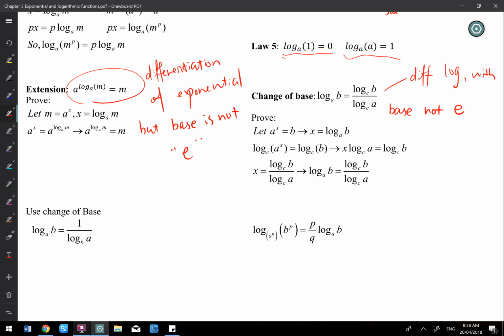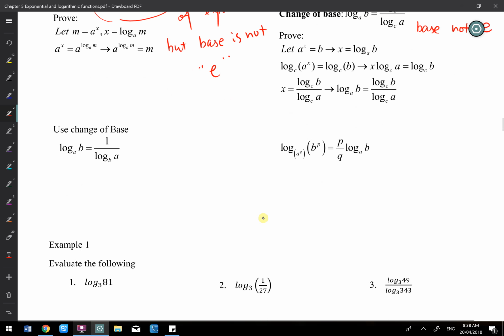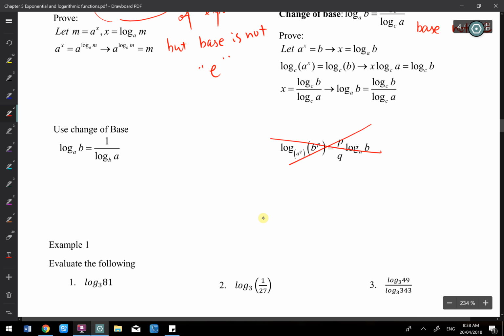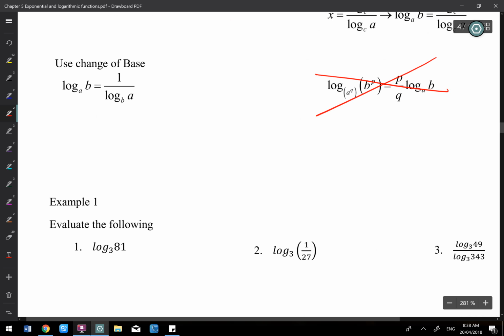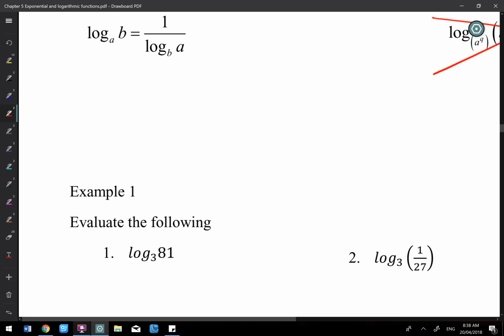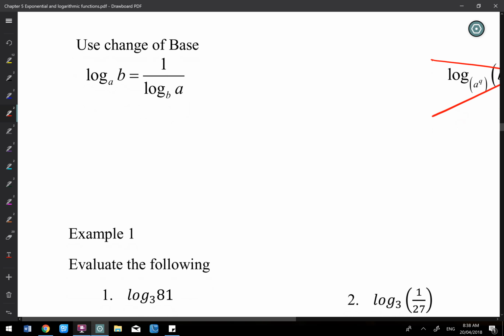So change of bases, we can change to any base, and then we put the base at the bottom. So log c b over log c a. All right, and forget about that one. We don't really need that one. I don't want you to remember some extra things. This is just year 11 for investigation. But we can remember this. This is very handy to use.